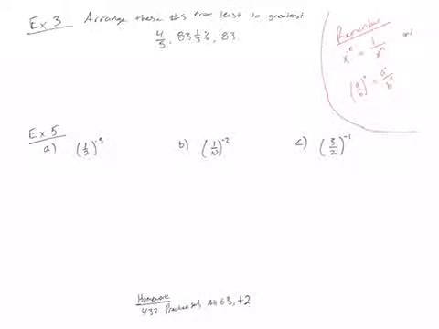Alright, arrange these numbers from least to greatest. So let's go ahead and just convert them all, I think, into decimals.